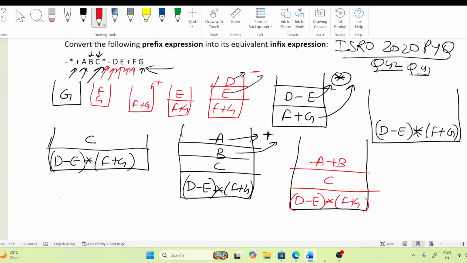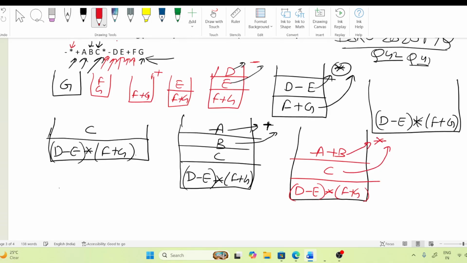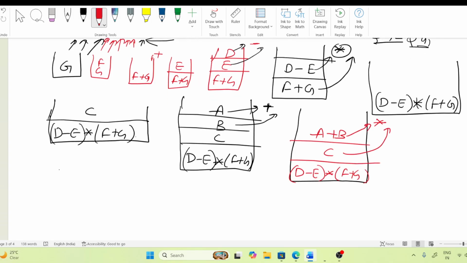Okay. After that, I'm having asterisk. After plus, I'm having asterisk. Asterisk means this will come this side and this will come this side. So once it comes over here, this line is as it is, no issue. So it will become A plus B into C. I hope no issue for you.